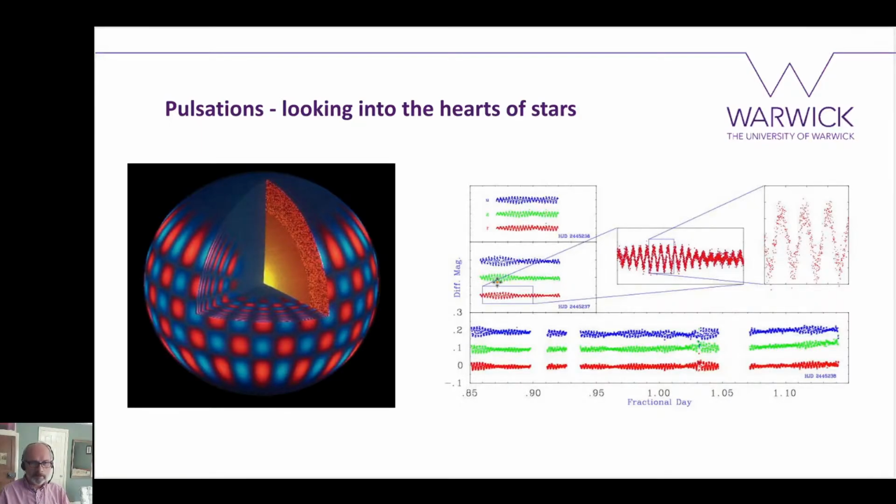And this shows an example where you can see what you might call beating, where there is more than one frequency present. Sometimes the two frequencies line up and you get a strong pulsation, and then, as they're slightly different frequencies, gradually they get out of step and start to cancel each other a bit. And so what you're seeing here is large amplitude, small amplitude type variations, and that's how we can look into the hearts of stars through measuring these pulsation frequencies.